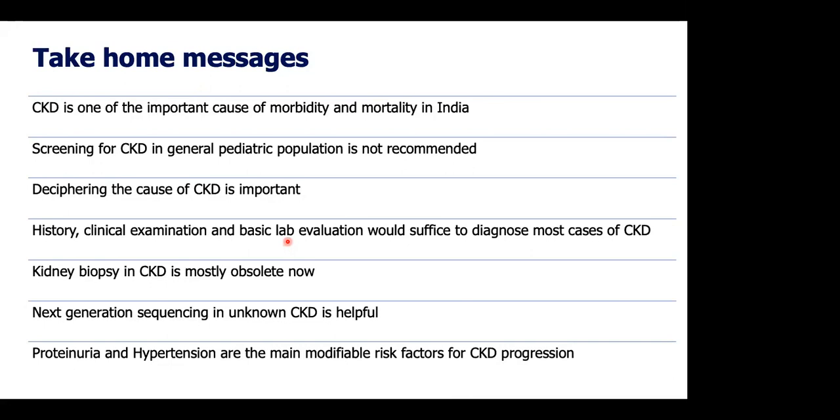Next generation sequencing in unknown CKD is helpful, and it is the latest add-on tool for diagnosis of kidney diseases. Proteinuria and hypertension are the main modifiable risk factors of CKD progression, which when well controlled would help in decreasing the progression of kidney disease overall. Thank you.